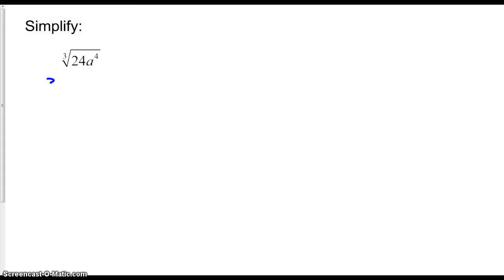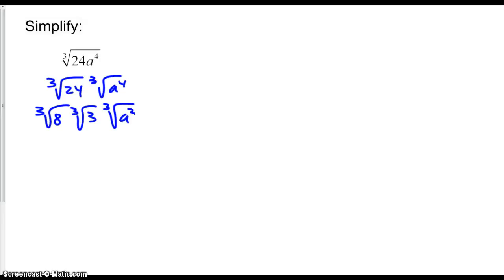Okay, so let's split for numbers and letters. And then further, I think I'd do the same thing. I would split that 24 into 8 times 3. And then since we're going for cubes here, I'd probably take cube root of a cubed. So that's going to cancel to an a, right? And then I would have cube root of just the one remaining a.